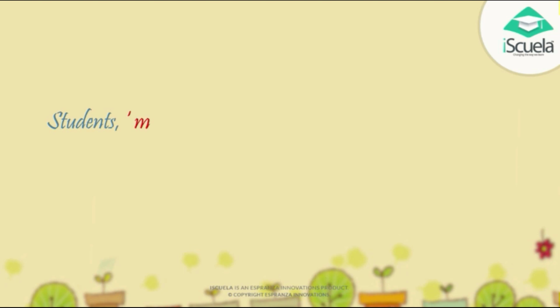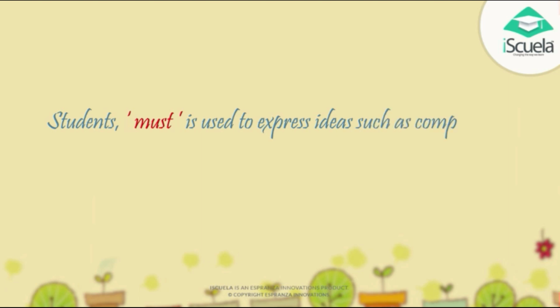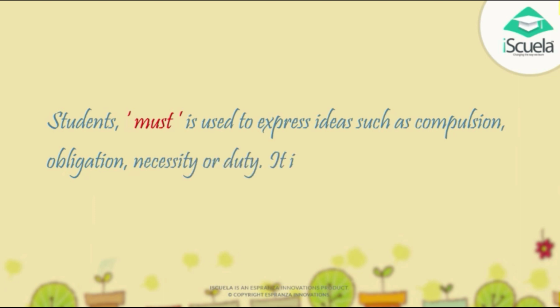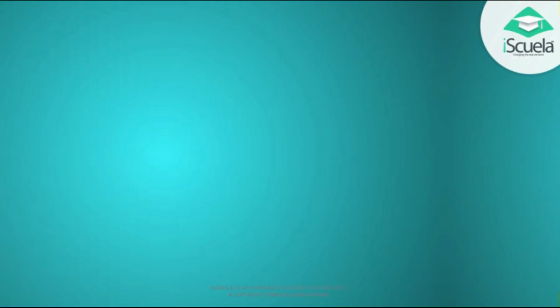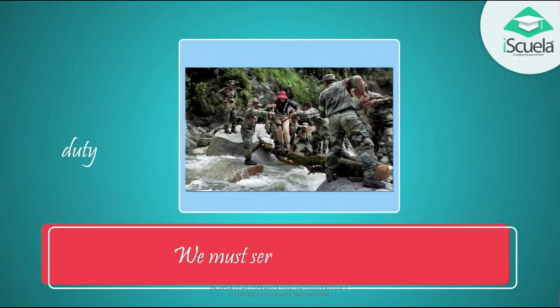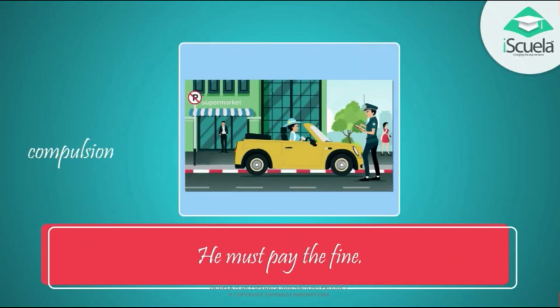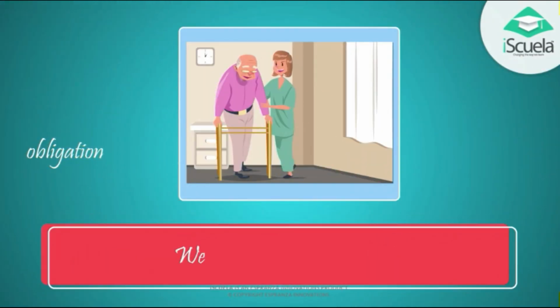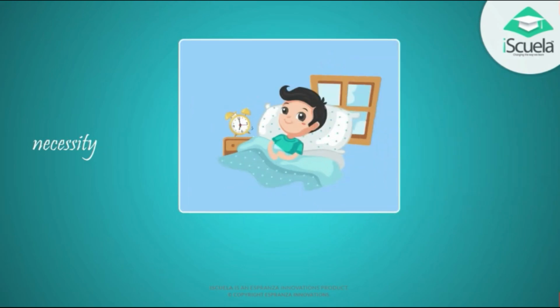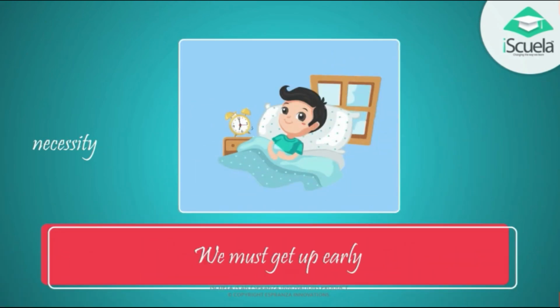Students, must is used to express ideas such as compulsion, obligation, necessity, or duty. It is much stronger than should. For example, we must serve our country. He must pay the fine. This is for compulsion. For obligation, we say, we must respect our elders. And for necessity, we would say, we must get up early.